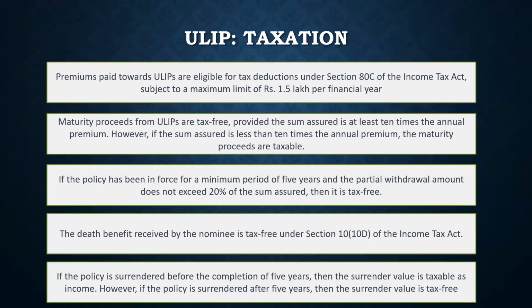So that's about ULIP. Just summing up this slide, the maturity proceeds would be non-taxable depending on the relation between the premium and the sum assured, right? Once again, the partial withdrawals and fund switches are non-taxable if they are within a certain percentage of the sum assured. So you can see that sum assured is very, very important in ULIP, right? Everything is determined by the protection component. Maturity is the investment component, sum assured is the protection component. And once again, the death benefit is completely tax free under section 10(10D), right?